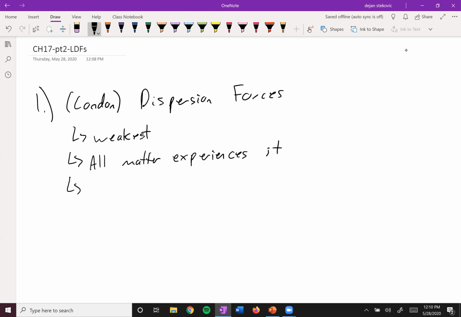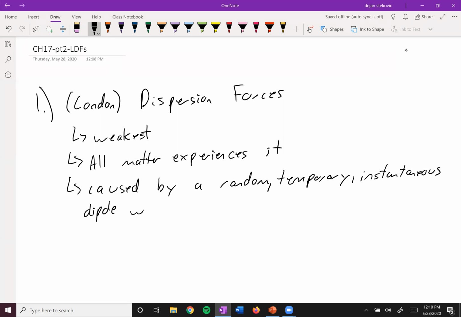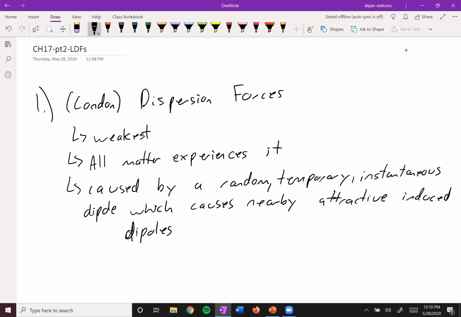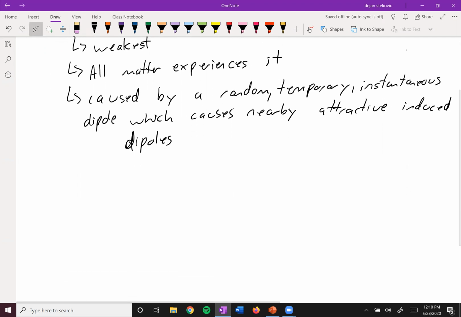And so what it is, it's caused by a random, temporary, instantaneous dipole, which causes nearby attractive induced dipoles. So a lot of big words, looks confusing, but it's really not too bad at all.